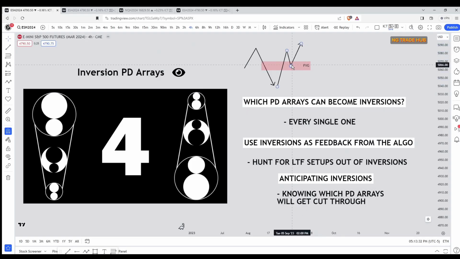Now, how the heck do you know if that's going to happen? That's what this video is about. And I'm going to go over anticipating inversions before they even are inversions. So there's multiple ways that we could utilize these.